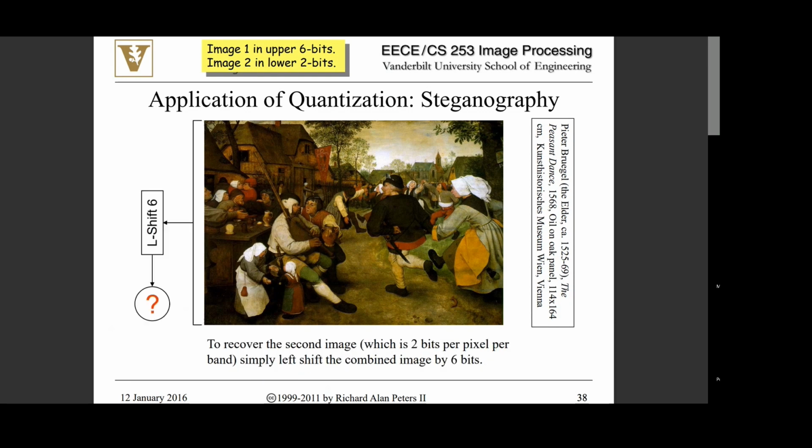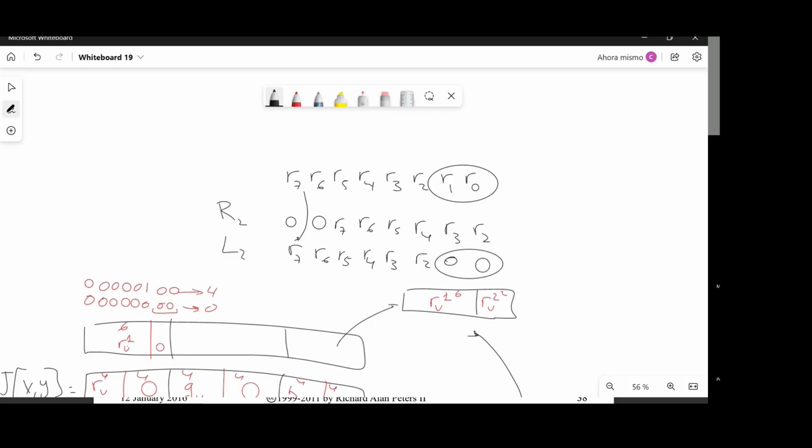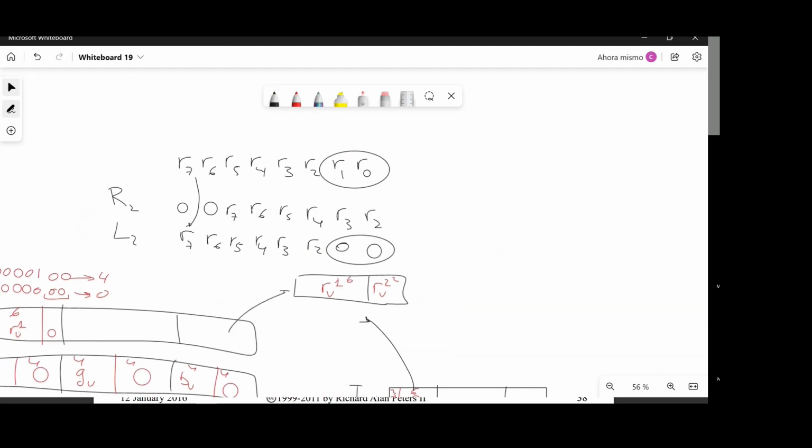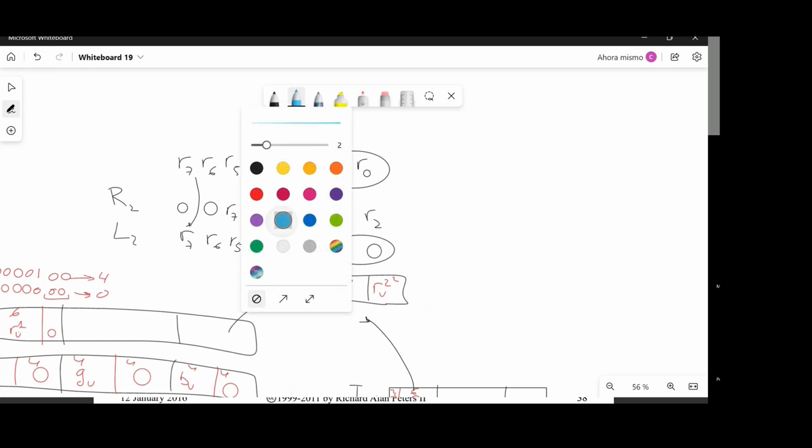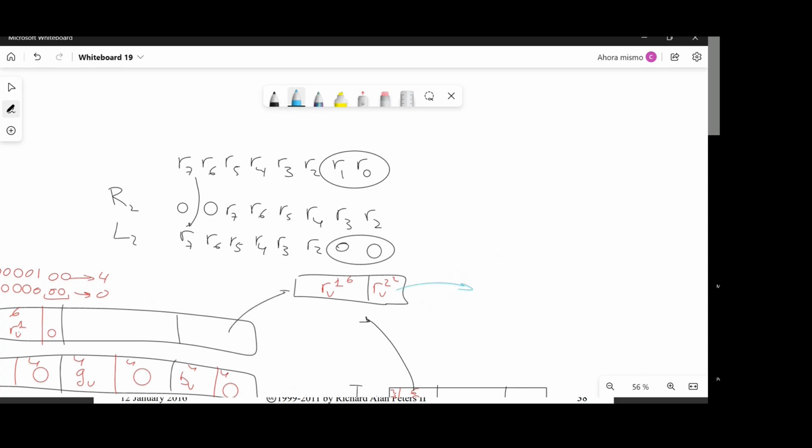Now, let's say that I want to recover it. So I have this image. I want to recover image 2. If you look at the image, this is mostly image 1. We have seen that we are not sensitive to the lowest bits. What if I want to recover this image? What I have to do is a right shift by 6. And then this is what I will get.